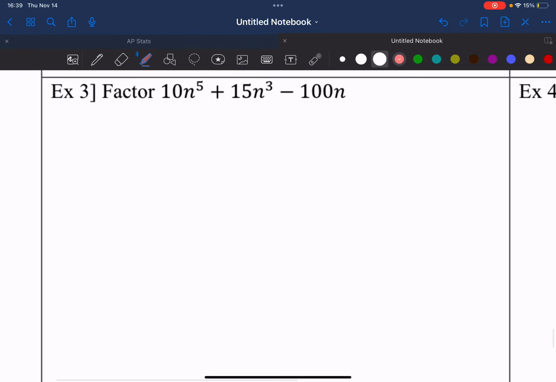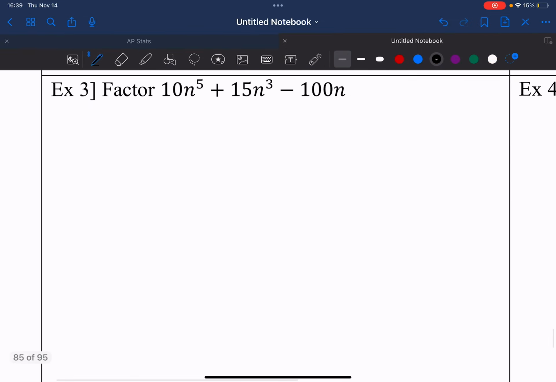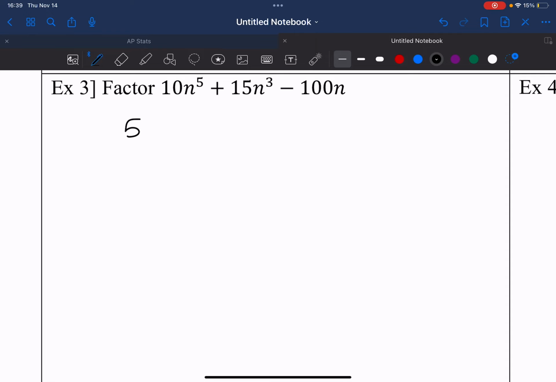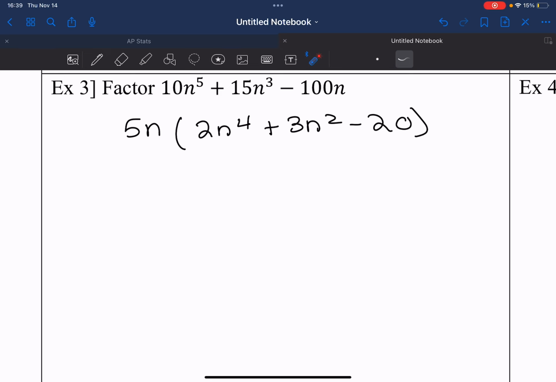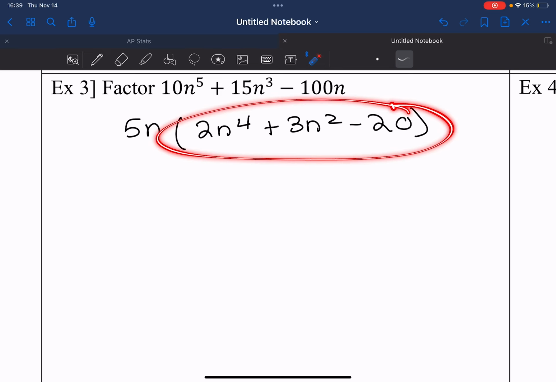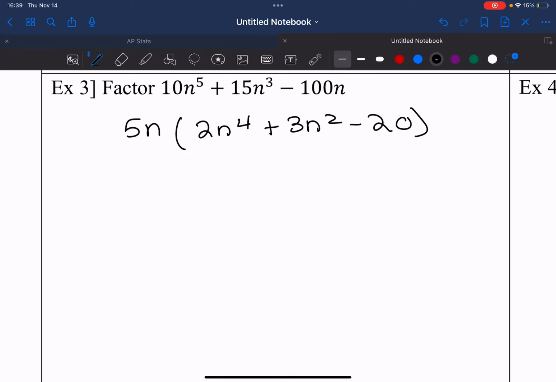Okay. Number 3, I have 10n to the 5th plus 15n cubed minus 100n. From all of these, I can take out a 5, and I can also take out an n. So I'm left with 2n to the 4th plus 3n squared minus 20. Notice how this does not look like a quadratic equation because it starts with n to the 4th instead of n squared. So we are going to use substitution in order to solve this.